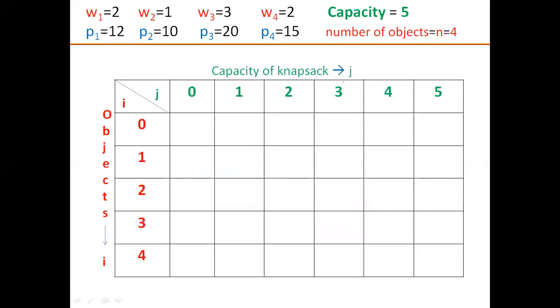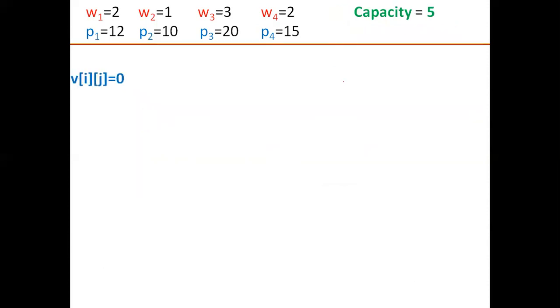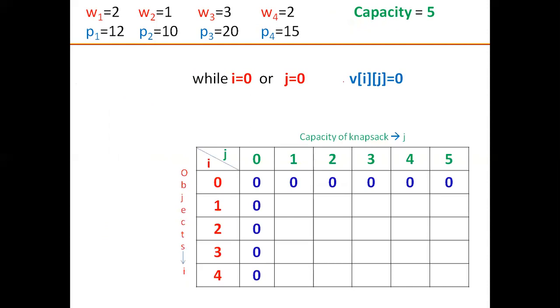How to construct a table? 4 objects means 5 rows, 0 to 4. Capacity is 5, so 0 to 5, 6 columns. So this is my initial table. My first condition is whenever i equal to 0, meaning there is no object, or j equal to 0, meaning there is no capacity of the bag, then V[i][j], my current profit, will be 0 only. So the first row and first column become 0.